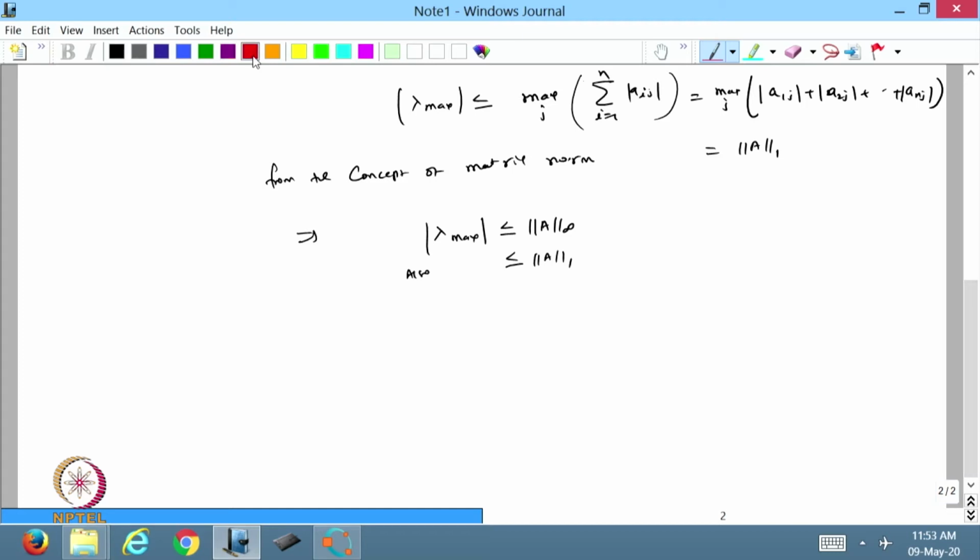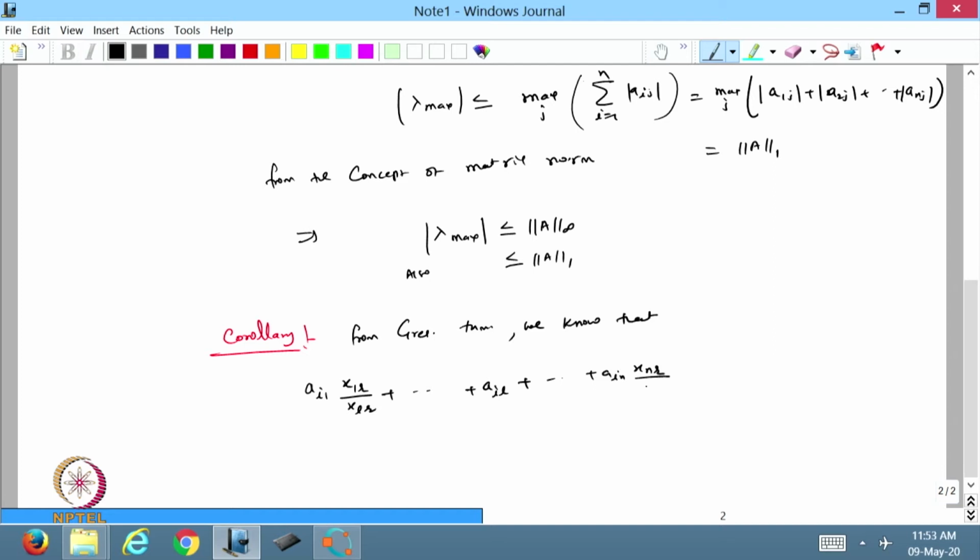Now, we want to do a corollary. This is an application of the Gershgorin theorem. From the Gershgorin theorem, we know that we have written like this: a_i1 x_1r over x_Lr, and so on, plus a_in x_nr over x_Lr, and that can be written as lambda_r times x_ir over x_Lr.